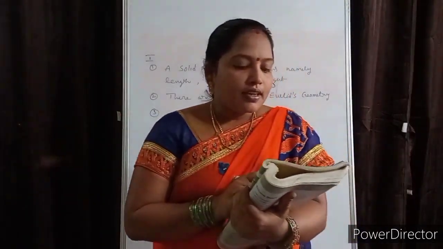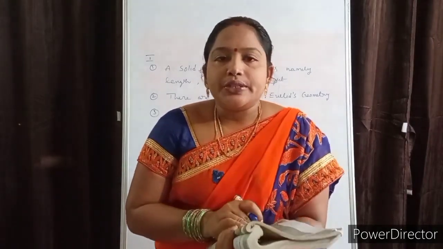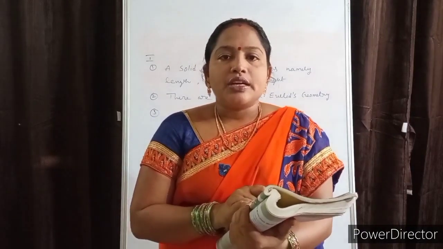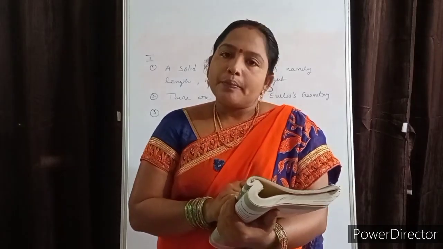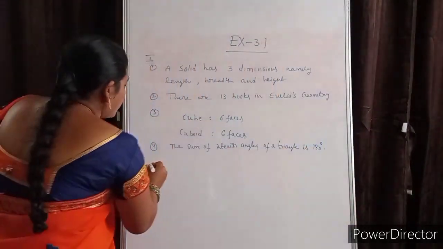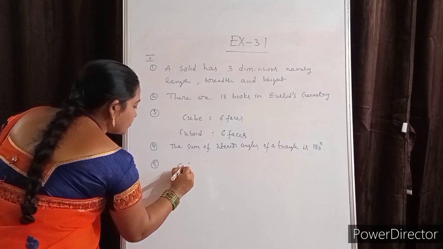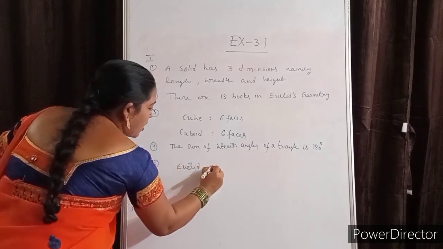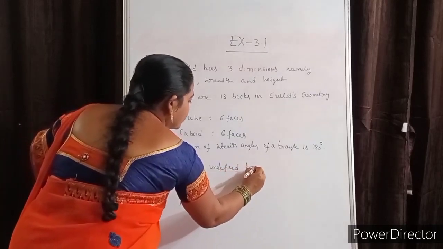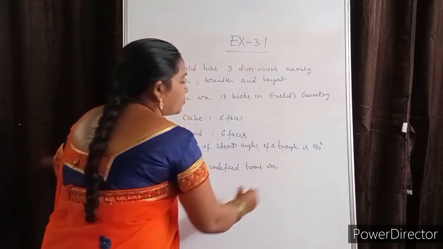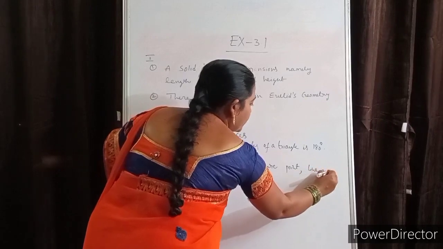Fifth question. Write three undefined terms of geometry. Euclid's undefined terms are point, line and plane.